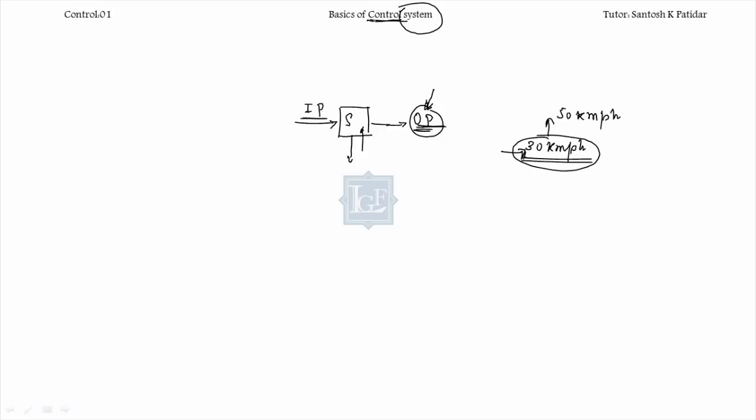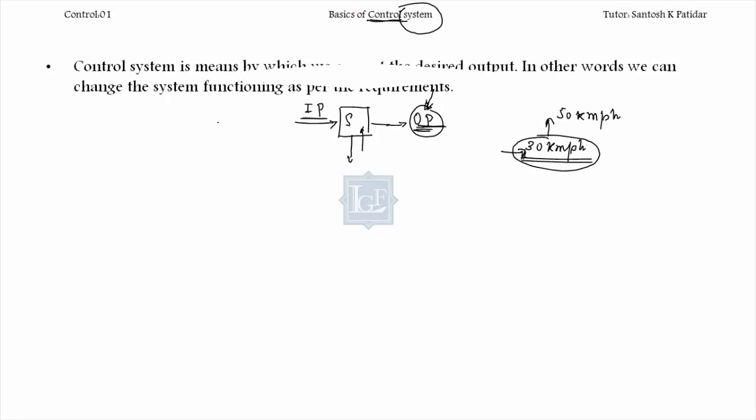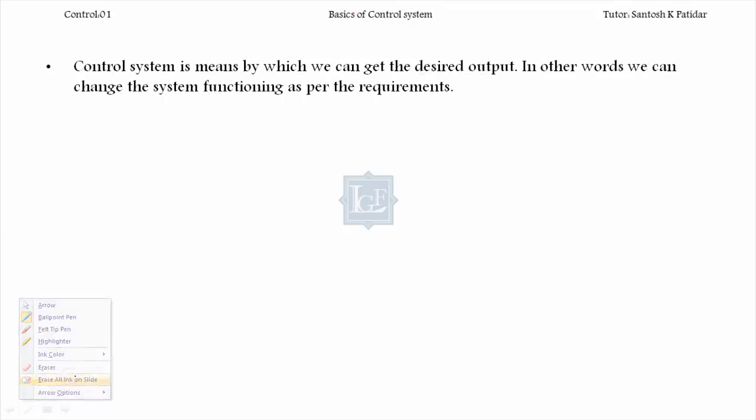So that's why this is about the control system. Or in other words, can I say like this? Control system is the means by which we can get the desired output. Whatever you want, you can get with the help of control system. In other words, we can change the system functioning as per the requirements.